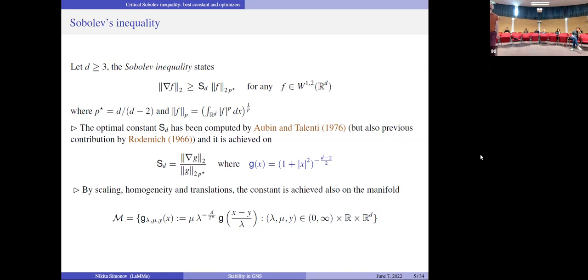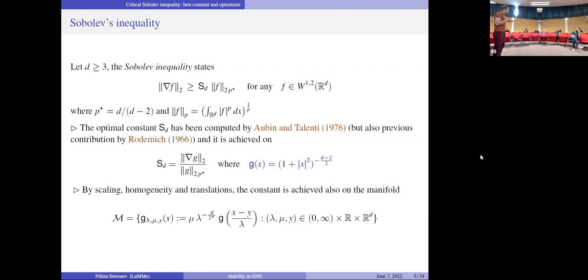Now, of course, the inequality is invariant by translations, multiplication by constants, and scaling. So if we start from this function here, we can construct an entire manifold of optimal functions. Okay.